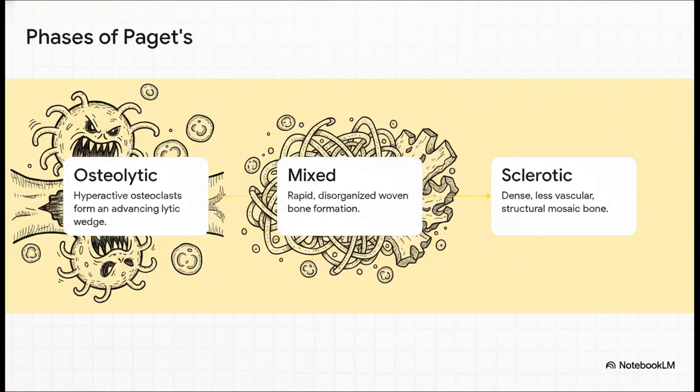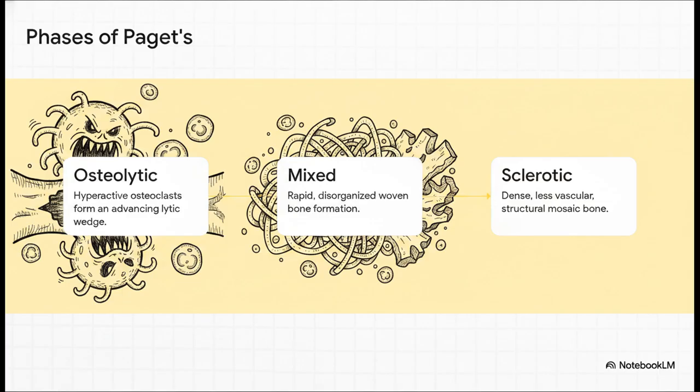Okay, so Paget's disease isn't just some static condition. It actually evolves through three very distinct phases. It all kicks off with phase 1, the osteolytic phase. Here, the osteoclasts become hyperactivated. We are literally talking up to 100 times their normal number. They just aggressively chew through the bone, creating what's known as an advancing lytic wedge.